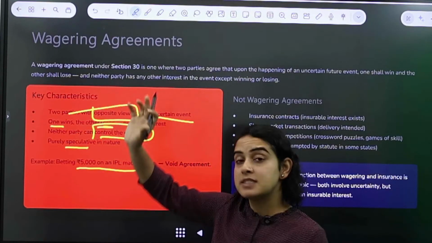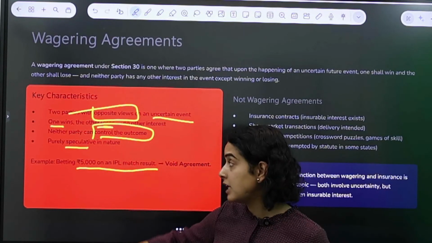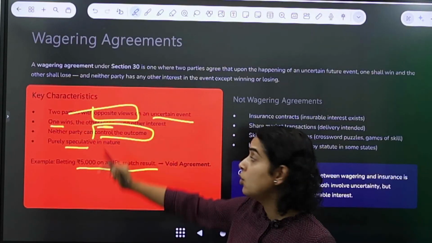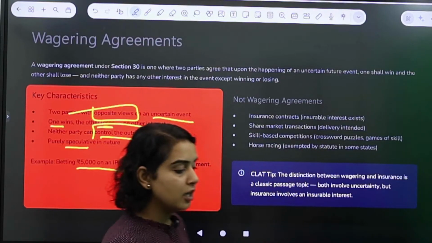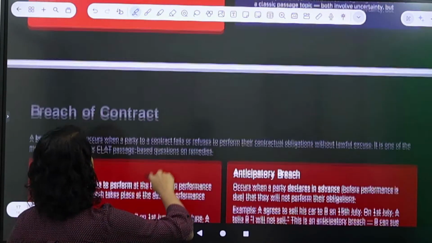Wagering contracts are similar to contingent contracts, but they involve winning or losing of the parties, and both the parties do not have any control over the final outcome.